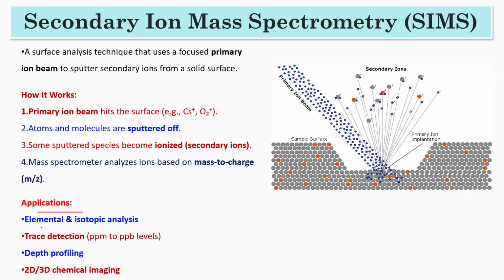The application of this is in elemental and isotopic analysis, and also trace detection, because it can detect even ppm level. Suppose you have some sample which is more than 99% some other thing, and less than 1% is some trace moiety, that can also be detected. Parts per million and also parts per billion, so it's very small. Out of 10 to the power 9, maybe one moiety you can detect.